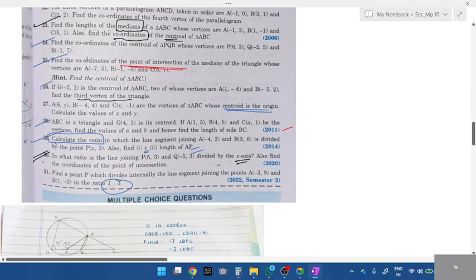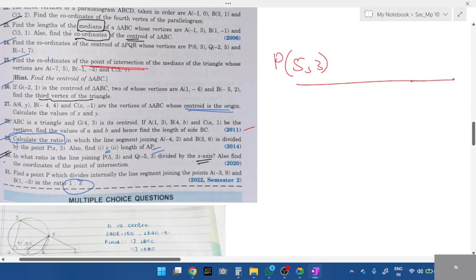In what ratio? Okay, this is a bit different. Look, in what ratio is the line joining P and Q? Let me take P as 5, comma 3. And what is the other point, students? All of you concentrate. Q is minus 5, comma 3. Is divided by which axis? In what ratio? That point I will take as M.